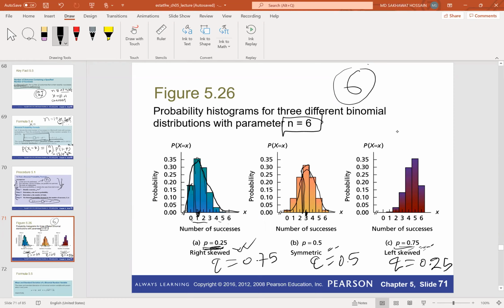And in this case, we have more probability for a higher number of success. You can see that for 4, 5, 6, we have higher probability. So this is a left skewed distribution. That means for a binomial random variable, when p is close to 1 or greater than 0.5, the distribution will be left skewed. If p is 0.5, it is symmetric. If p is 0.25, it will be right skewed. And it makes sense, right?